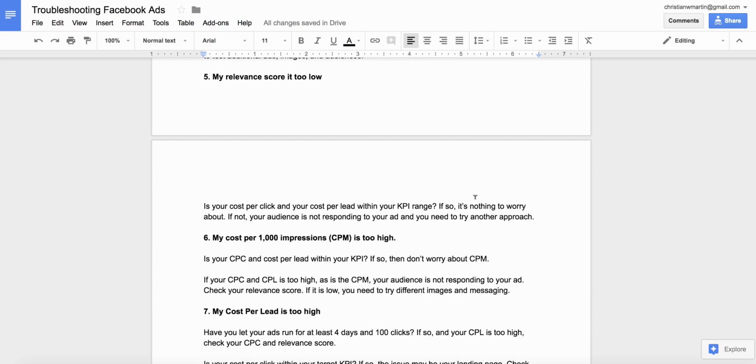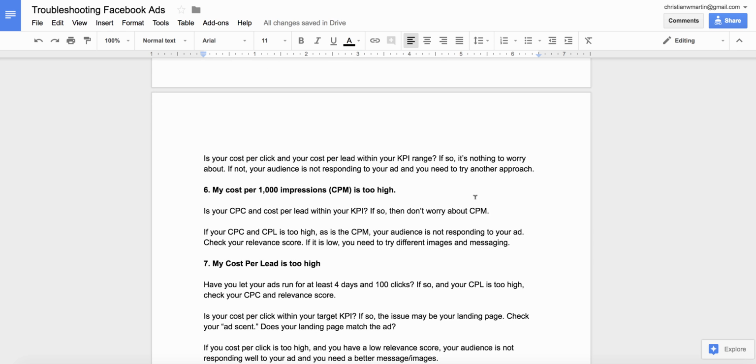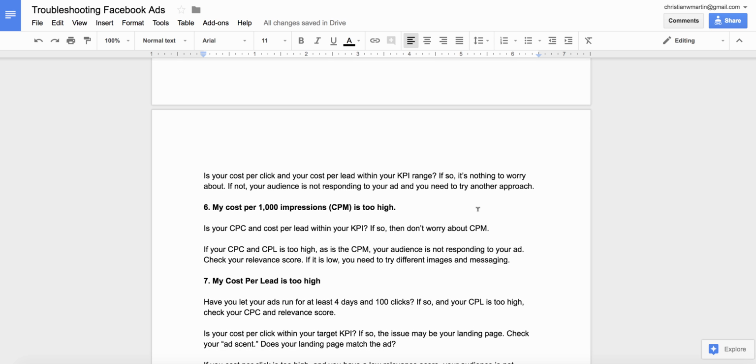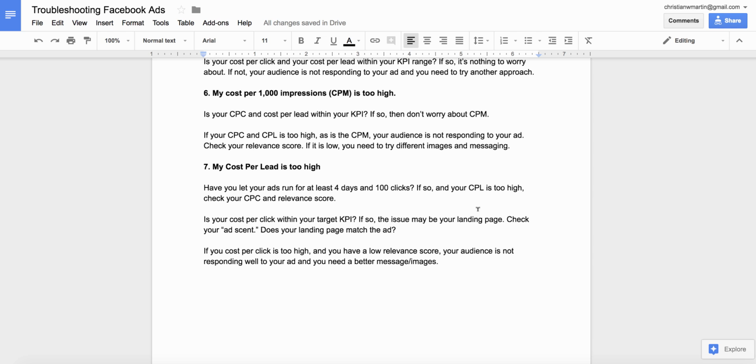Number 5, my relevance score is too low. If your cost per click and your cost per lead are okay, if they're acceptable to you, it's nothing to worry about. If your relevance score is low and your cost per click and your cost per lead are too high, that means that your audience is not responding to your ad and you have to try another approach.